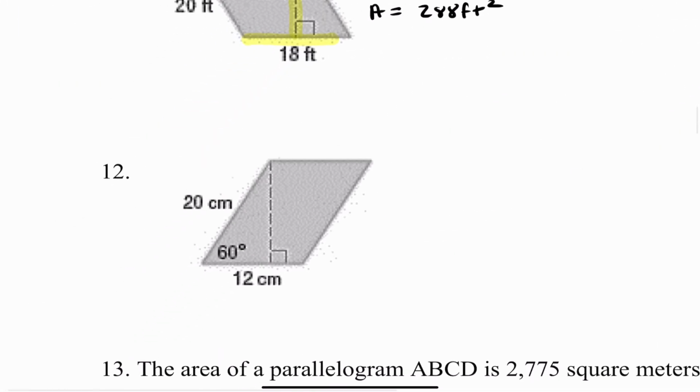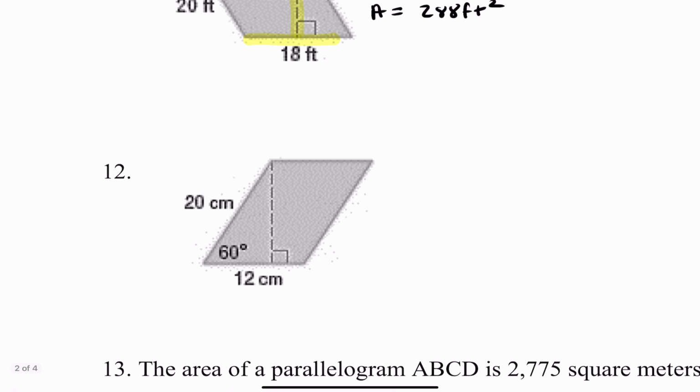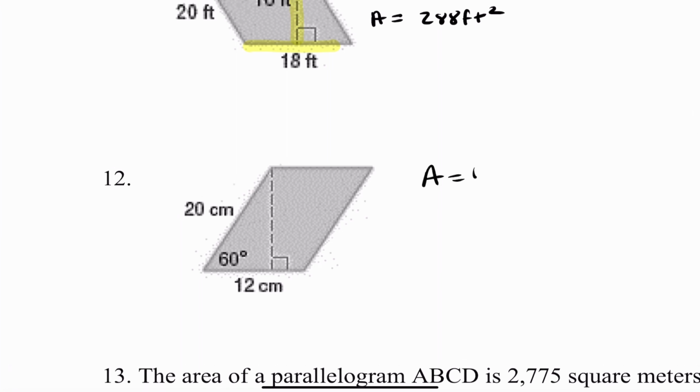And then we got number 12 over here, parallelogram. So A equals base times the height. This is the base, this is the height. The height is unknown. So we know that these two segments intersect at a 90-degree angle. So this is 60, this is 90. Our leftover is 30 degrees.